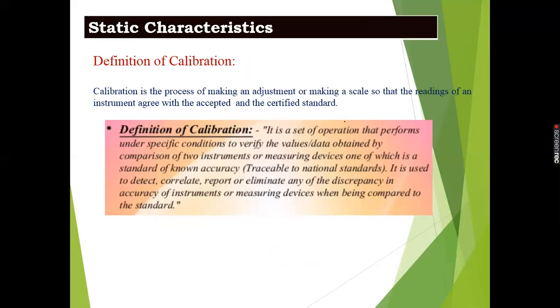Before going for an in-detail explanation of static characteristics, let us see what is meant by calibration. Calibration is the process of making an adjustment or making a scale so that the readings of an instrument agree with accepted standard value. If you have any calibrated instrument, depending on the values of that particular instrument, we can compare other instruments' values. So in that way, we go for the calibration process.